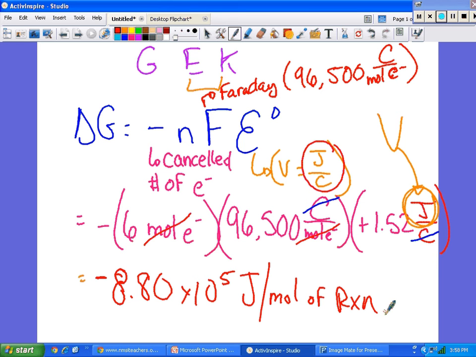Or if you want to write it in kilojoules, I'm going to write it up here. It was negative 880 kilojoules per mole of reaction. Again, I would just leave it to the 5th, personally.